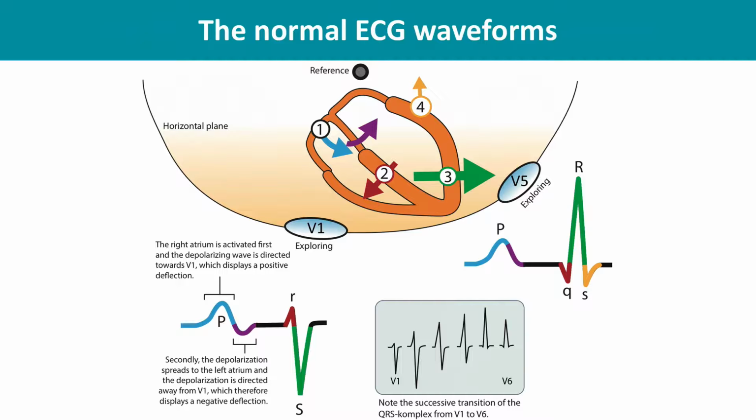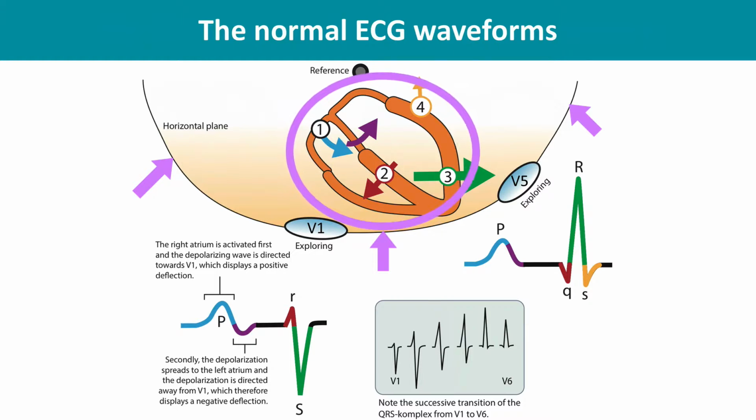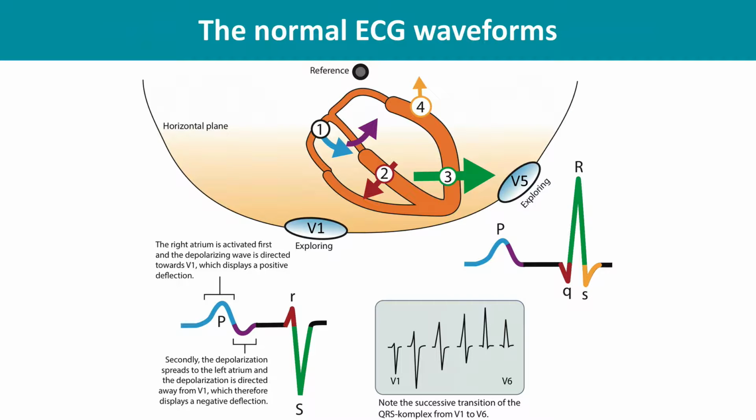This is quite a busy image, but we'll go through it step by step. This is the heart, and this is the anterior wall of the chest. So the chest has been cut in the horizontal plane. This is the right atrium, this is the left atrium, the right ventricle, and the left ventricle. This is the interventricular septum. On the chest wall, we have attached two electrodes.